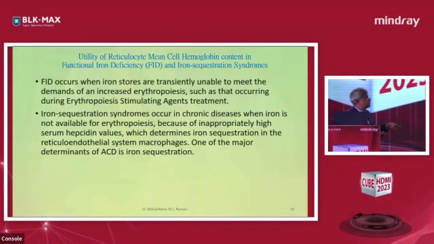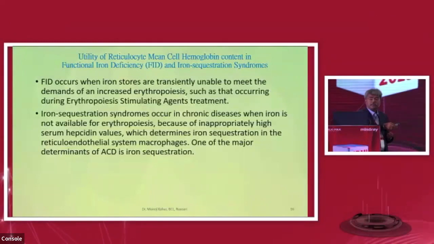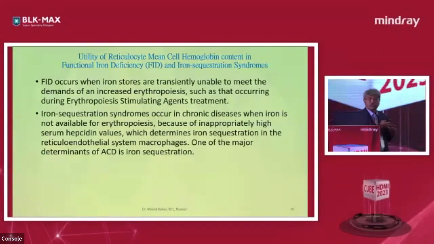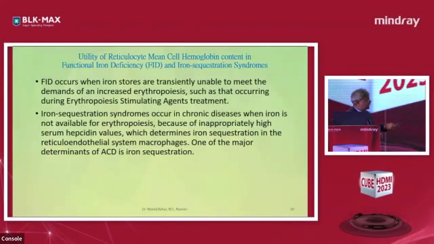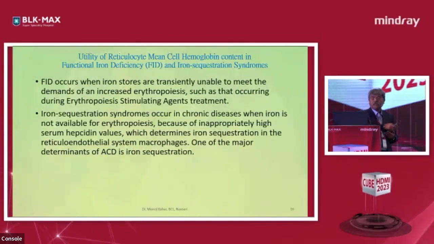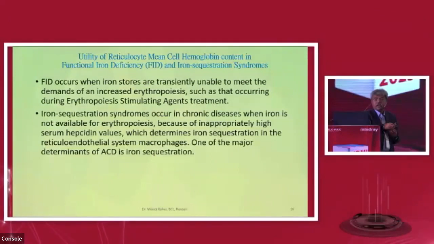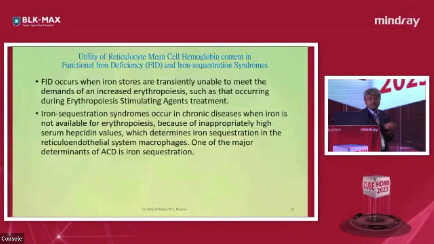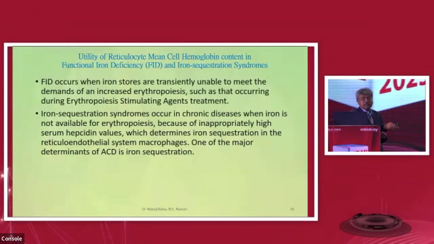Then reticulocyte mean cell hemoglobin content is also useful in situations of functional iron deficiency and iron sequestration syndromes. We know that functional iron deficiency occurs when iron stores are transiently unable to meet the demands of increased erythropoiesis, such as those occurring during erythropoiesis stimulating agents treatment. And iron sequestration syndromes occur in chronic diseases when iron is not available for erythropoiesis. This is, as we know, because of high serum hepcidin levels, which determine iron sequestration in the reticuloendothelial system macrophages. So macrophages don't allow the iron to be given to the bone marrow. And one of the major determinants of ACD is iron sequestration.